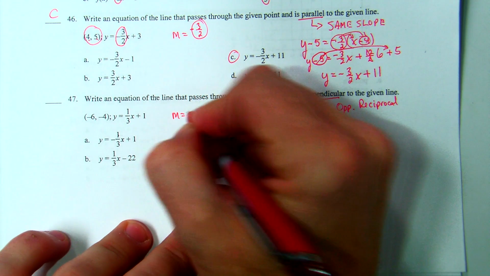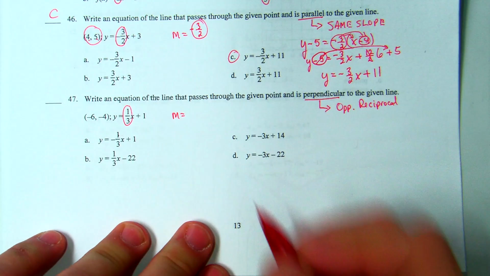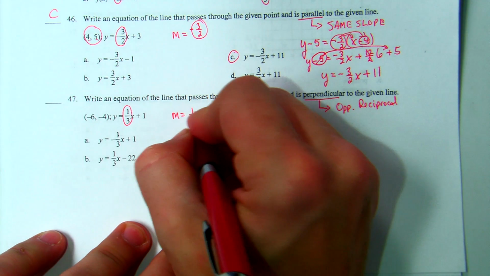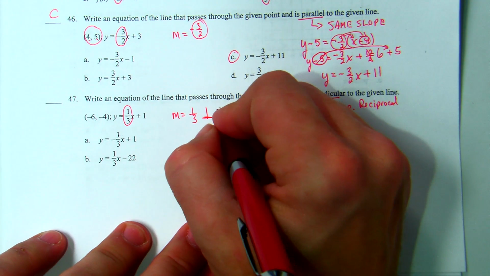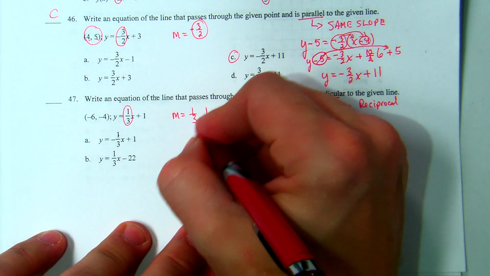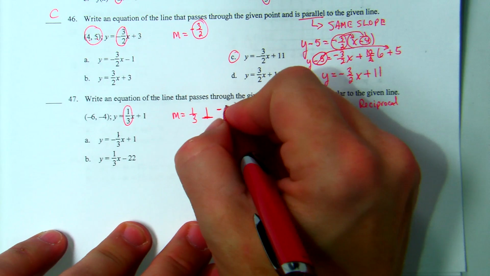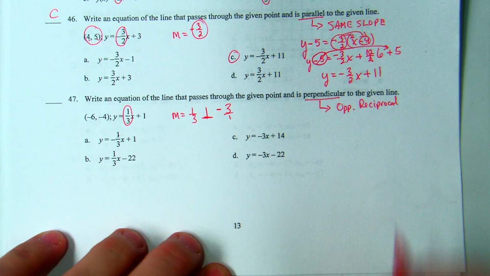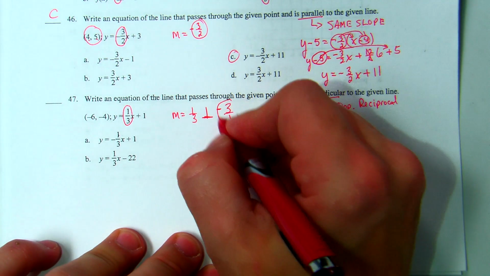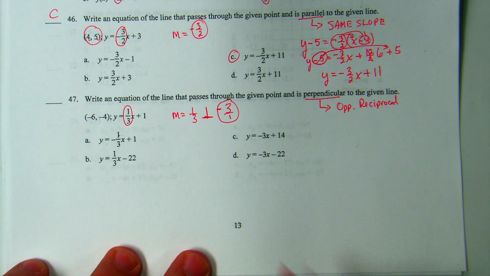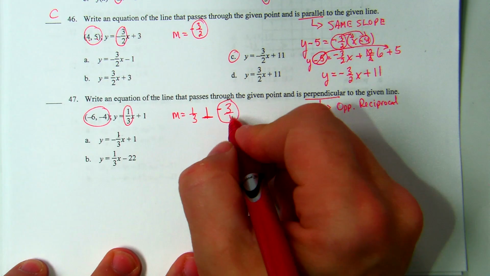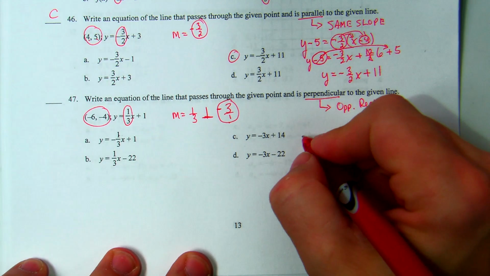Okay? Meaning this. What is my current slope? It's 1/3. Well, perpendicular to that is an opposite sign, reciprocal, meaning we flip the fraction. So this is the slope that I need to use when I'm plugging it into my point slope formula to get my equation. This is my point. I'm going to use this slope.